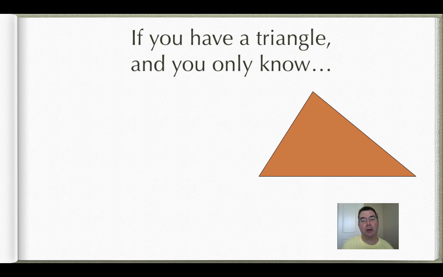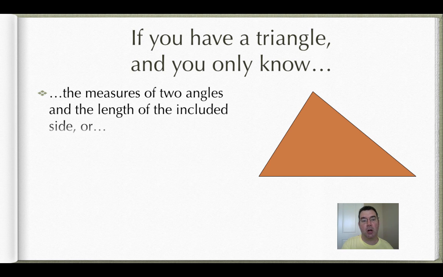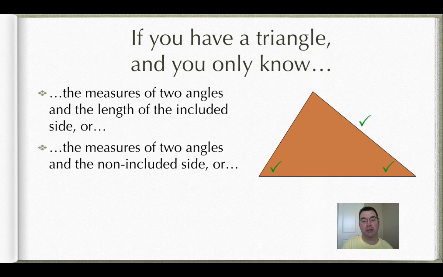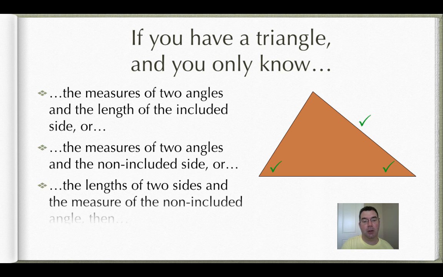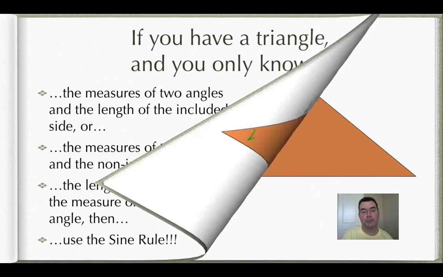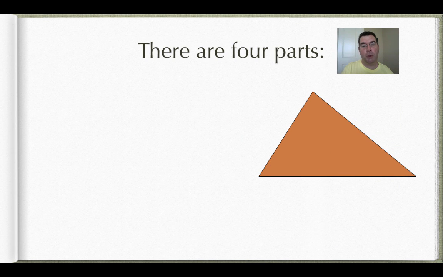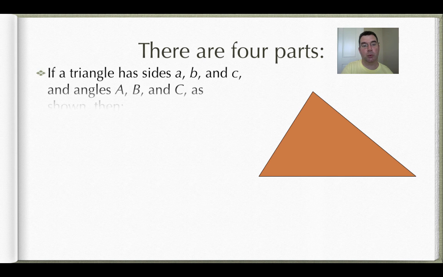Again, I have a triangle and all I know are going to be two angles and the length of the included side. Or if I know the measures of two angles and the non-included side, or if I know the lengths of two sides and the measure of the non-included angle, then I can use the sine rule. So we need to keep straight when I can use the cosine rule and when I can use the sine rule.